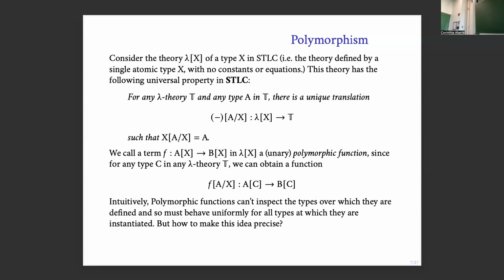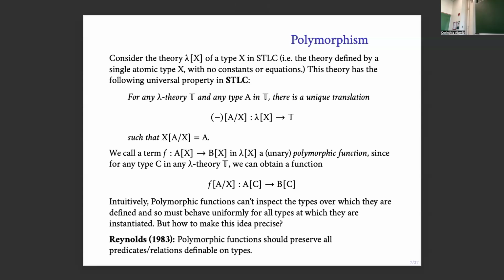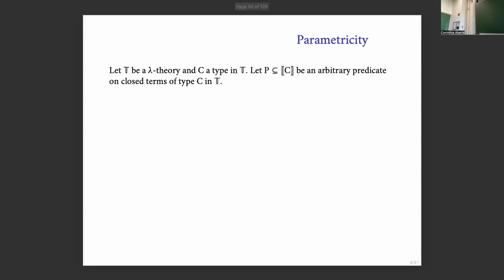But how do you even make that idea precise? The key idea that comes from John Reynolds is that polymorphic functions should preserve all possible predicates and relations you can define on types in simply typed lambda calculus. And the way we make that precise is, again, through a logical relations construction.